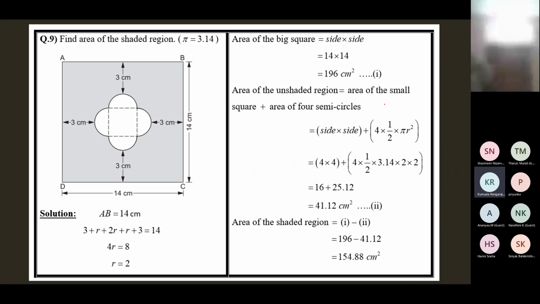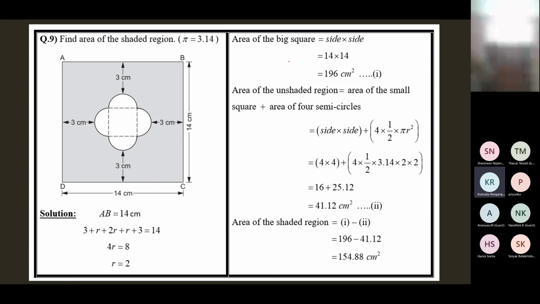So how have I found the area of the 4 semicircles? One semicircle is half pi r square. Area of a circle is pi r square. A semicircle is half into pi r square. This is for one semicircle. For 4 semicircles, into 4. See, that's how you write. You don't have to memorize 4 into half into pi r square. Just start writing from behind.